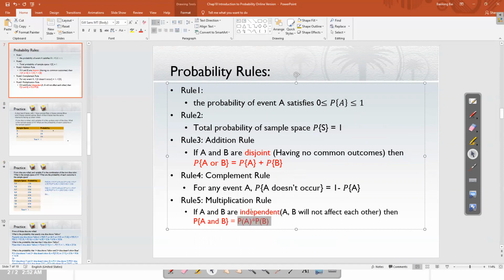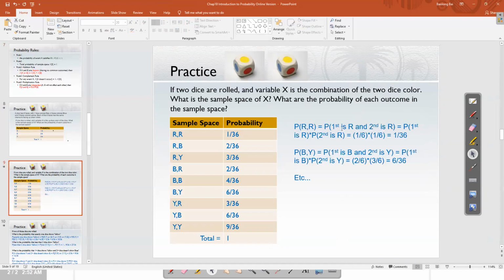Just before you use the rule, check for the condition, independence. Will the first die being red or not affect the second die being red or not? They're independent, right? It doesn't affect each other. So then we can use the multiplication rule. This would be probability of A times probability of B, right? So that's 1/6 times 1/6, which is 1 out of 36. That's how you get the probability here.